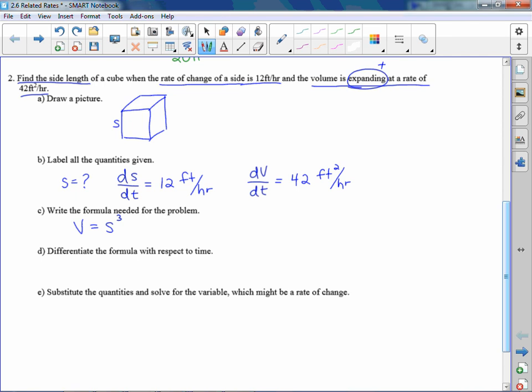Now we want to differentiate the formula with respect to time. So we start with the V. Derivative of V with respect to time equals, now we have an S. Again, though, it's not the same as what we're differentiating with respect to, which is time. So we want to go ahead and differentiate S cubed to be 3S squared, but then next to it we have to write down a ds/dt.